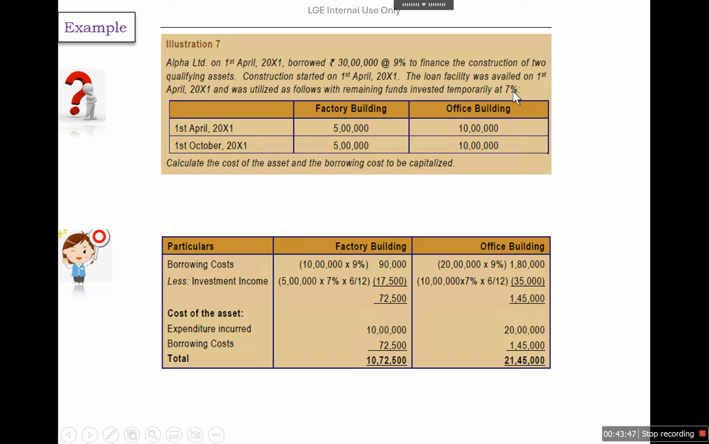So as we have discussed, if any income is there on the specific borrowing, we need to reduce the income on those unutilized funds that we have invested from the cost of the borrowing that we are going to capitalize. So in this case, the investment income is 5 lakhs at a rate of 7% for 6 months in both the cases. So we will reduce this income. So net cost is 72,500 for the factory and 1 lakh 45,000 for the office building. So this borrowing cost we will capitalize: 72,500 and 1 lakh 45,000.